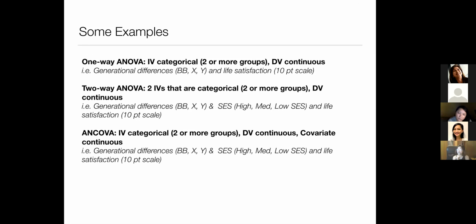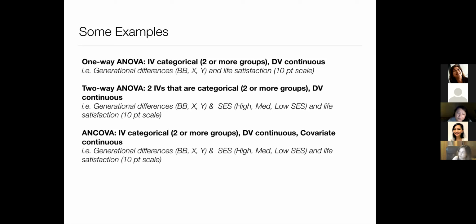ANOVA, two or more groups. So generally, once we have three groups, it's analysis of variance already. And the DV is continuous, right? So for example, the question is, are there generational differences in life satisfaction? And you have three groups: your baby boomers, your Gen X, and your Gen Y. And your life satisfaction, which is your DV, is continuous.